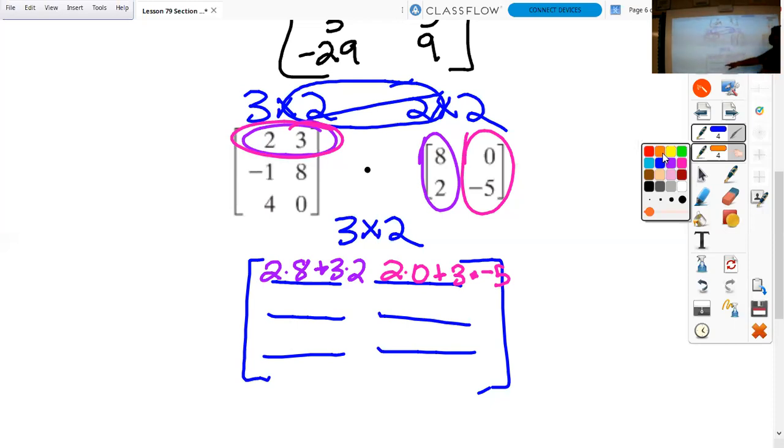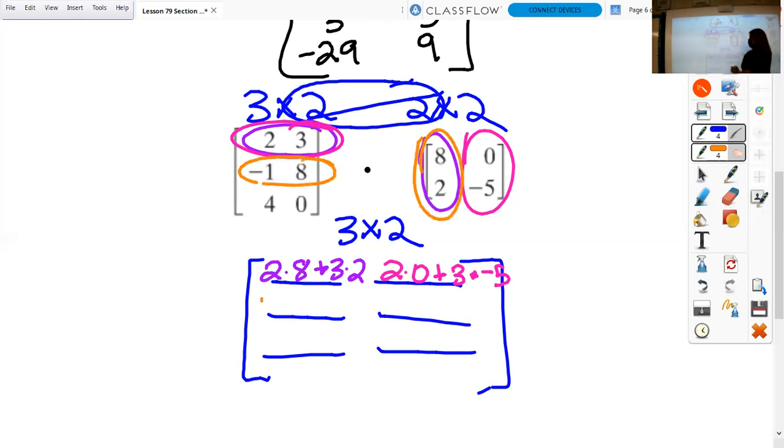All right, let's look at what happens when we go down. Here now we are in the second row in the first column. So now we have to use the second row back to the first column. So negative 1 times 8 plus 8 times 2. All right, go ahead and test yourself. Do the last 3 and get a final answer matrix, and we'll go over it. I want to give everybody a chance. So if you're already done, hang tight.